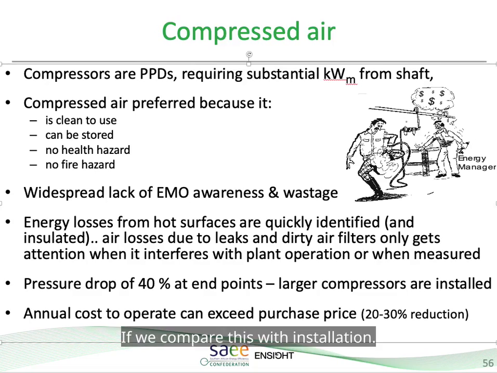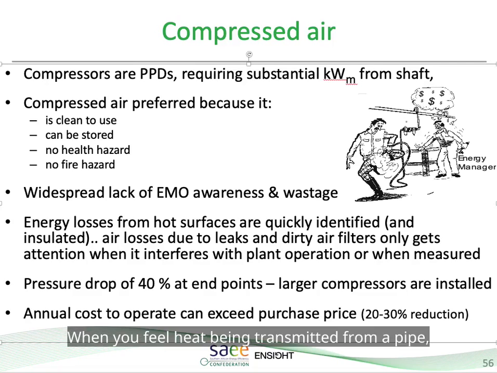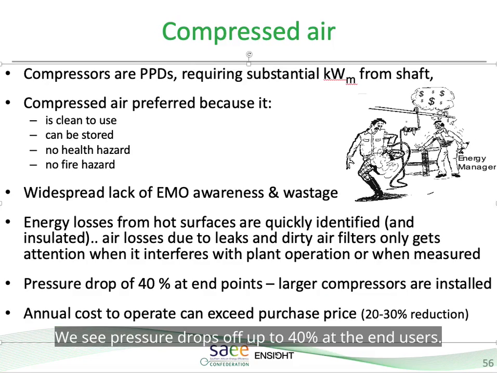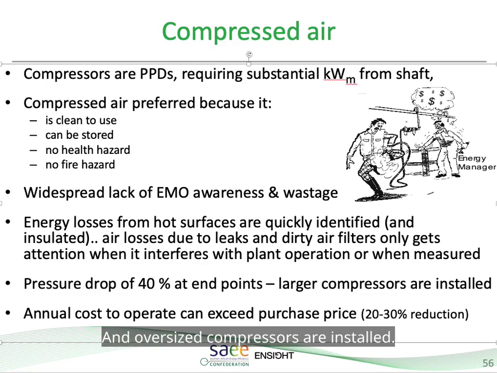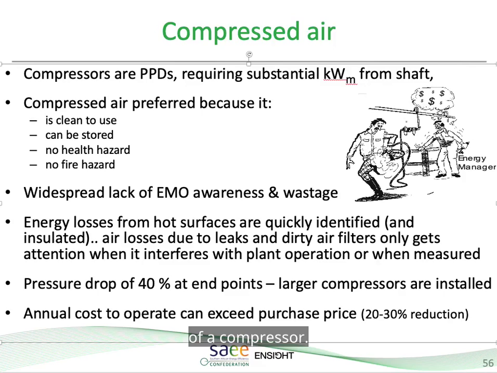So if we compare this with insulation, when you feel heat being transmitted from a pipe, for example, it's quick to insulate. For air losses due to air leaks and dirty air filters, it only gets attention when it interferes with the operation of the plant. We see pressure drops of up to 40% at the end users, and oversized compressors are installed. The annual cost to operate can exceed the purchase price of a compressor.